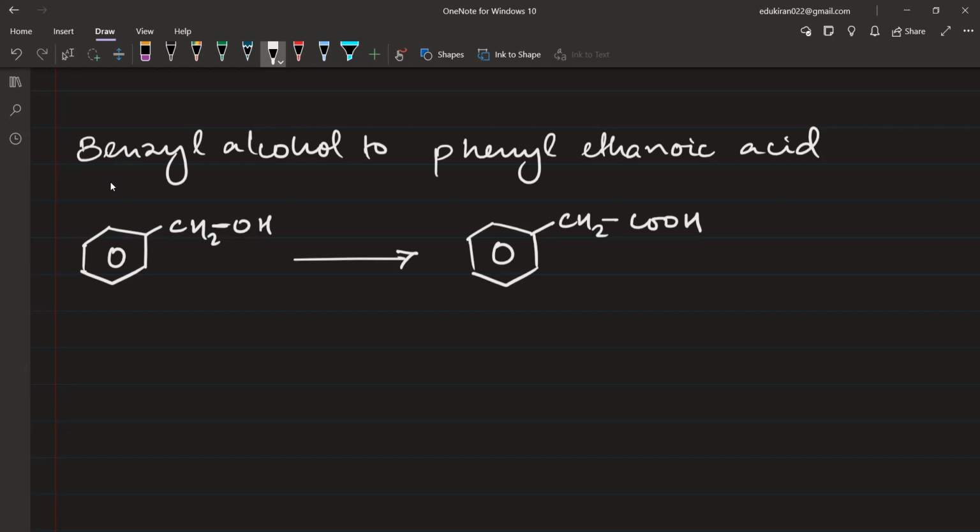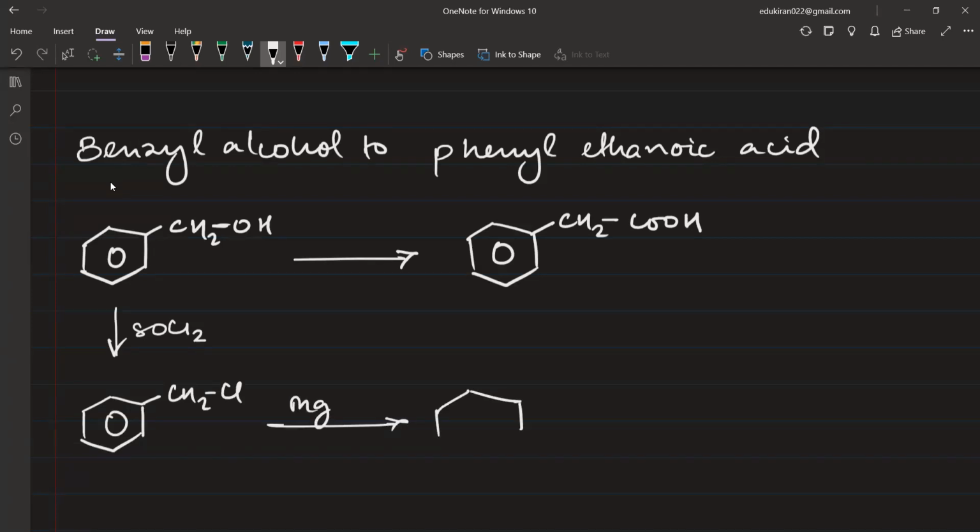You're starting with an alcohol. So what we can do? Yeah, we can first of all convert this alcohol to. Sir, if we use strong oxidizing agent here, it will become benzoic acid, right? It will become benzoic acid, not phenyl ethanoic acid. SOCl2, and then this will become CH2Cl. Then you can add magnesium. This will get converted to a Grignard reagent.